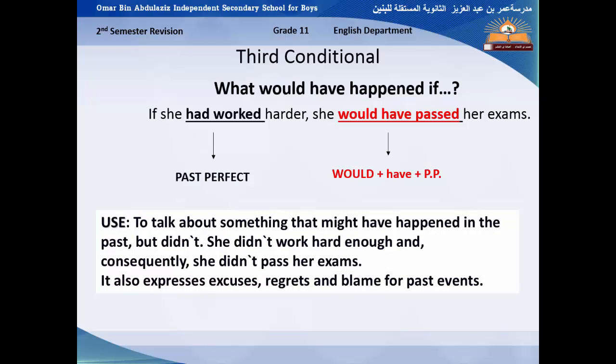It's advisable to use the third conditional to talk about something that might have happened in the past but didn't. She didn't work hard enough and consequently she didn't pass her exams. It also expresses excuses, regrets, and blame for past events.